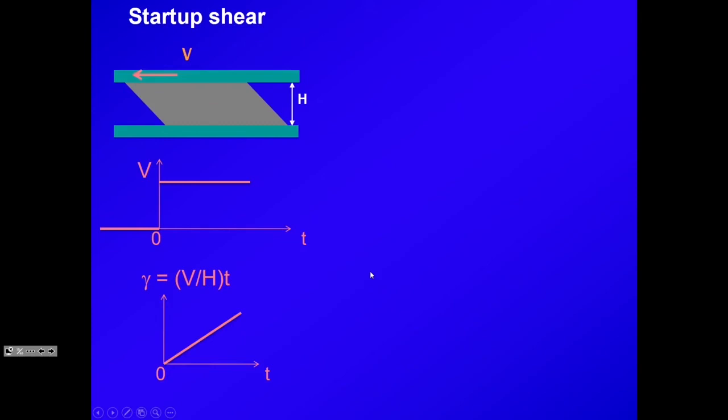For this, I'm only discussing the case where homogeneous shear is valid. However, there's something extraordinarily important to understand and appreciate. First is when you put this material in there, all of a sudden you start to shear. What response do you expect to get?